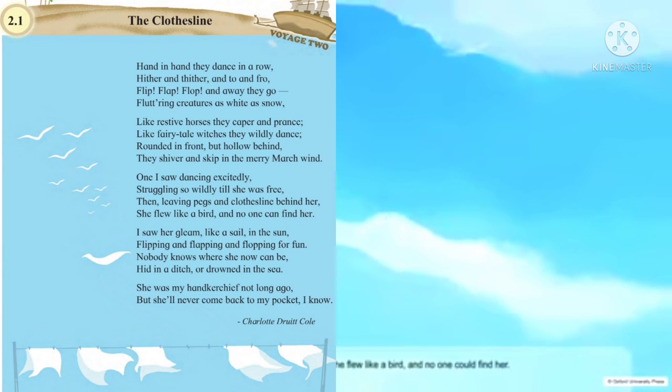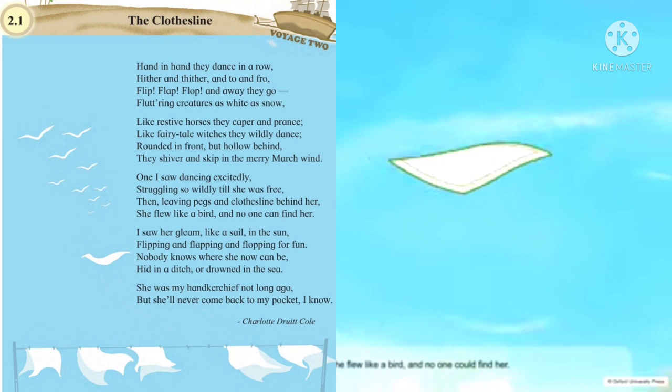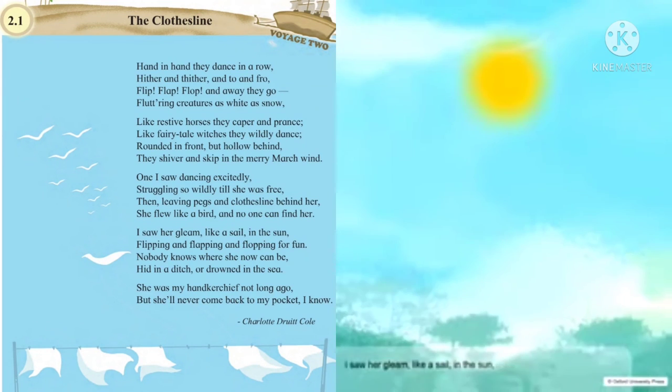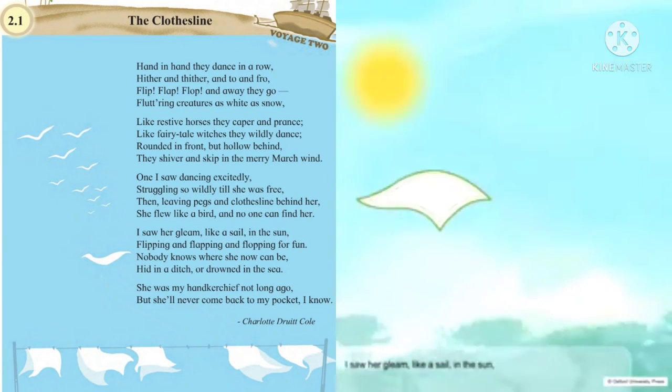She was my handkerchief not long ago, but she'll never come back to my pocket, I know.